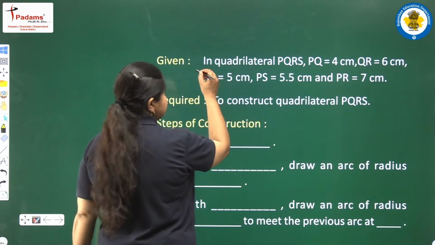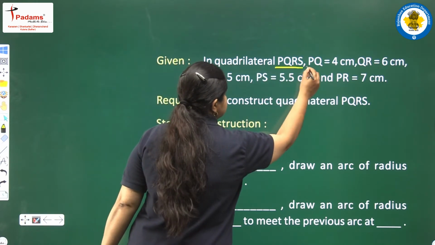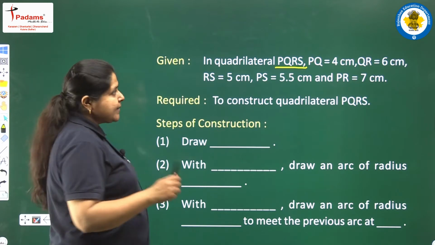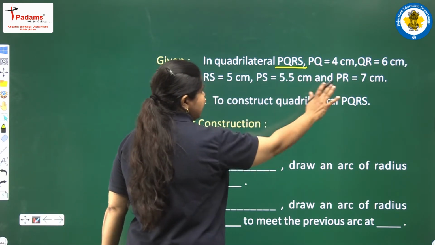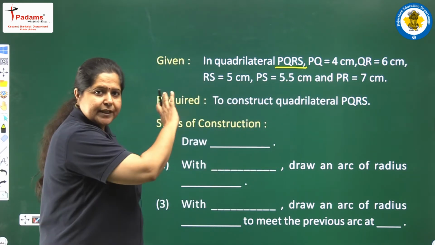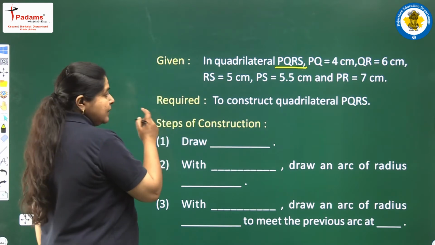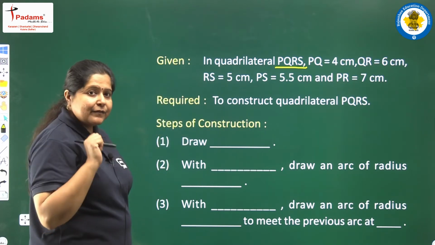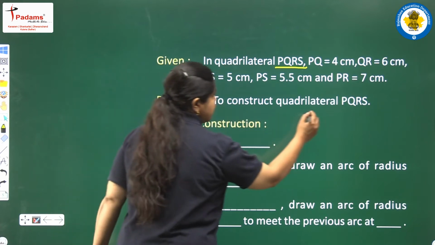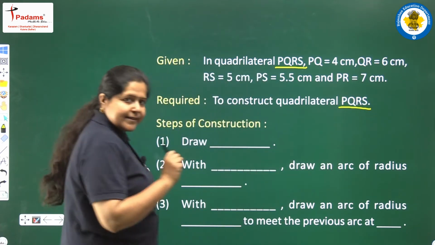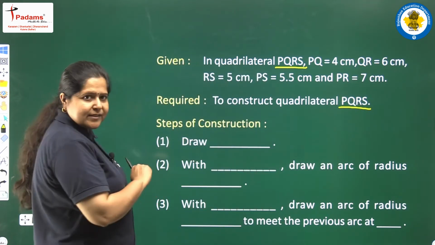First we write what has been given. We have been given in quadrilateral PQRS these measurements that have been given in the question. We will note them down here. Then why are these given? We are required to construct a quadrilateral PQRS. This also has to be mentioned here.